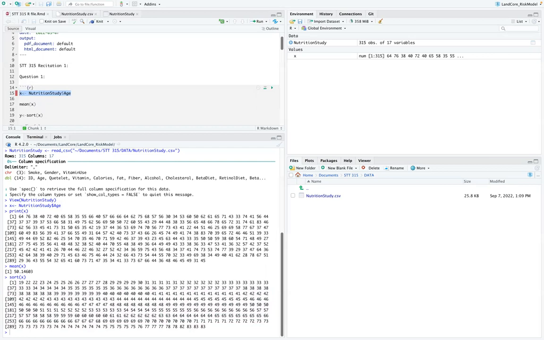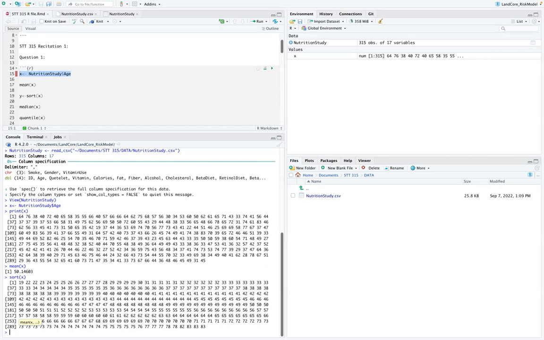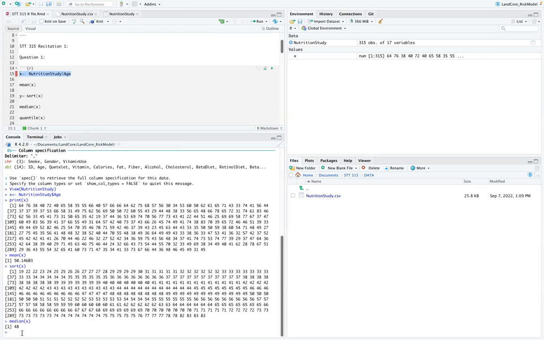But we're going to use our computer. To do the median, we can just type median X, and that gives us 48. So our median is 48, which is kind of what we would expect because it's somewhere in the middle.